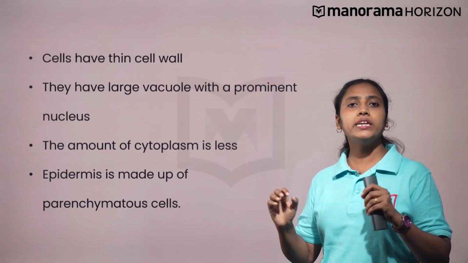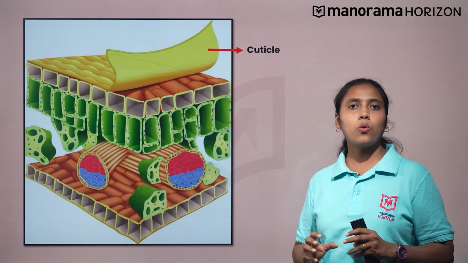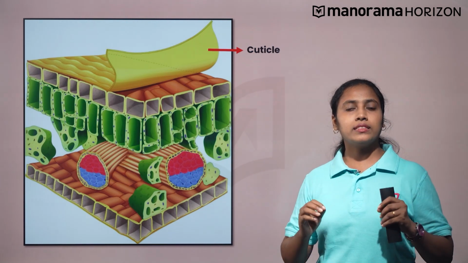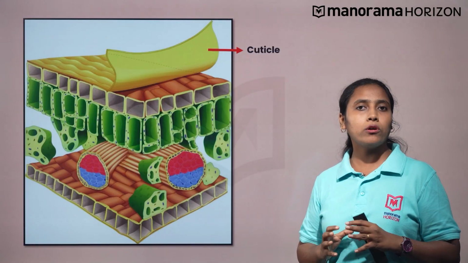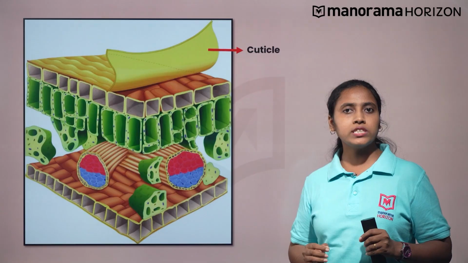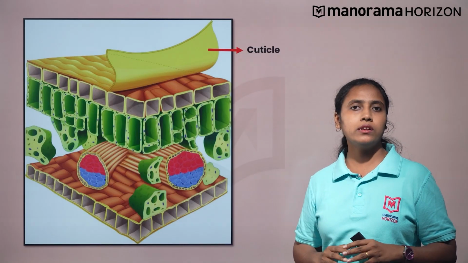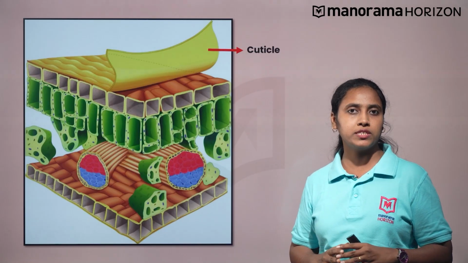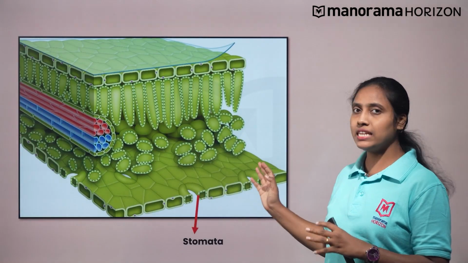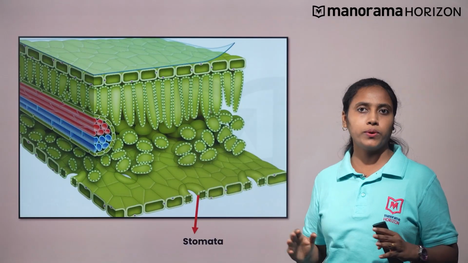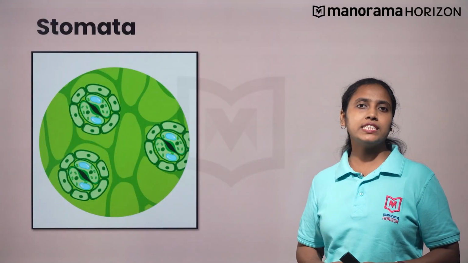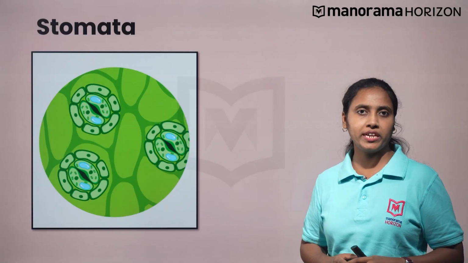Epidermis is usually covered by a thick waxy layer called cuticle. This layer prevents the loss of water due to heat. As the roots are seen below the soil, cuticle is usually absent in roots. Also, the epidermis in leaves is not continuous and is interrupted by stomata. We will see the structure of stomata.